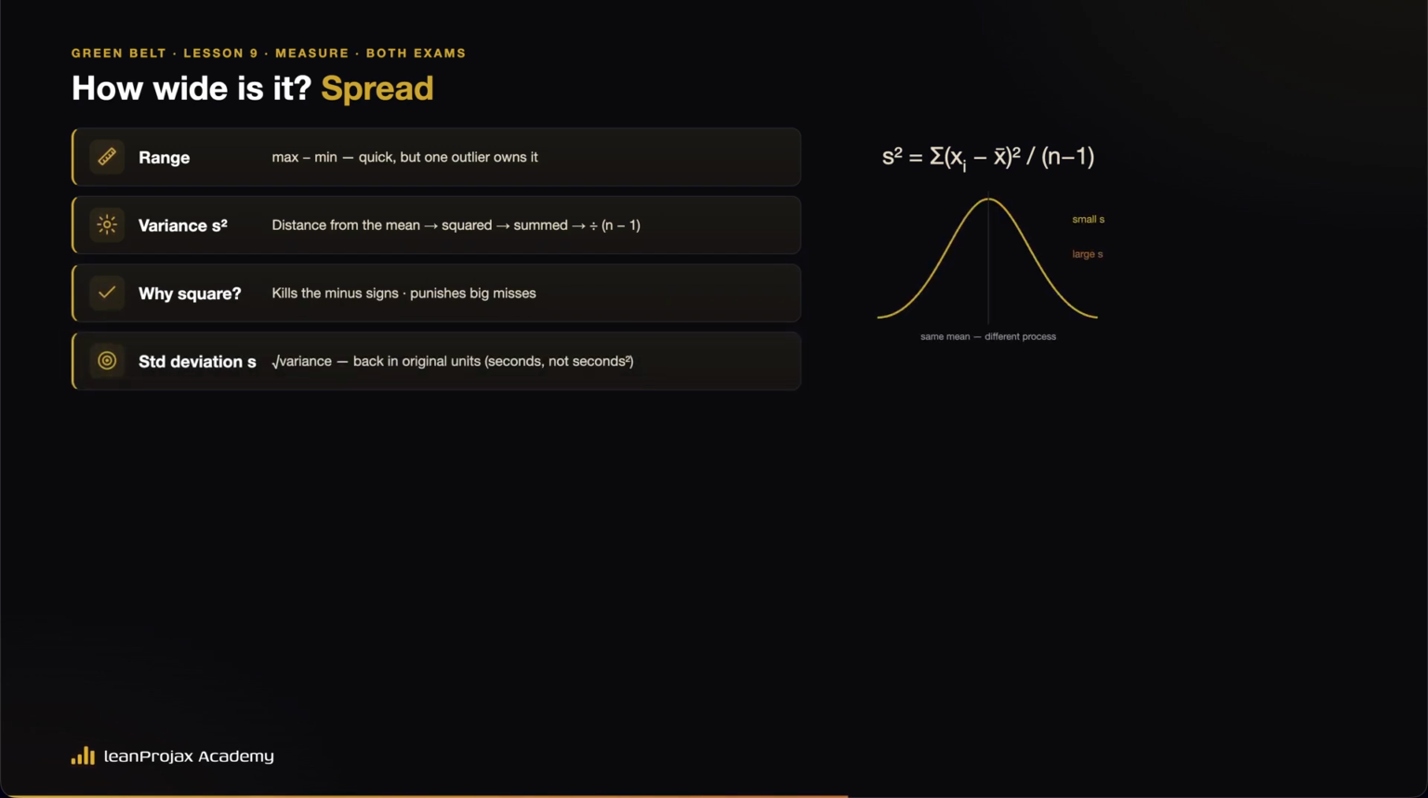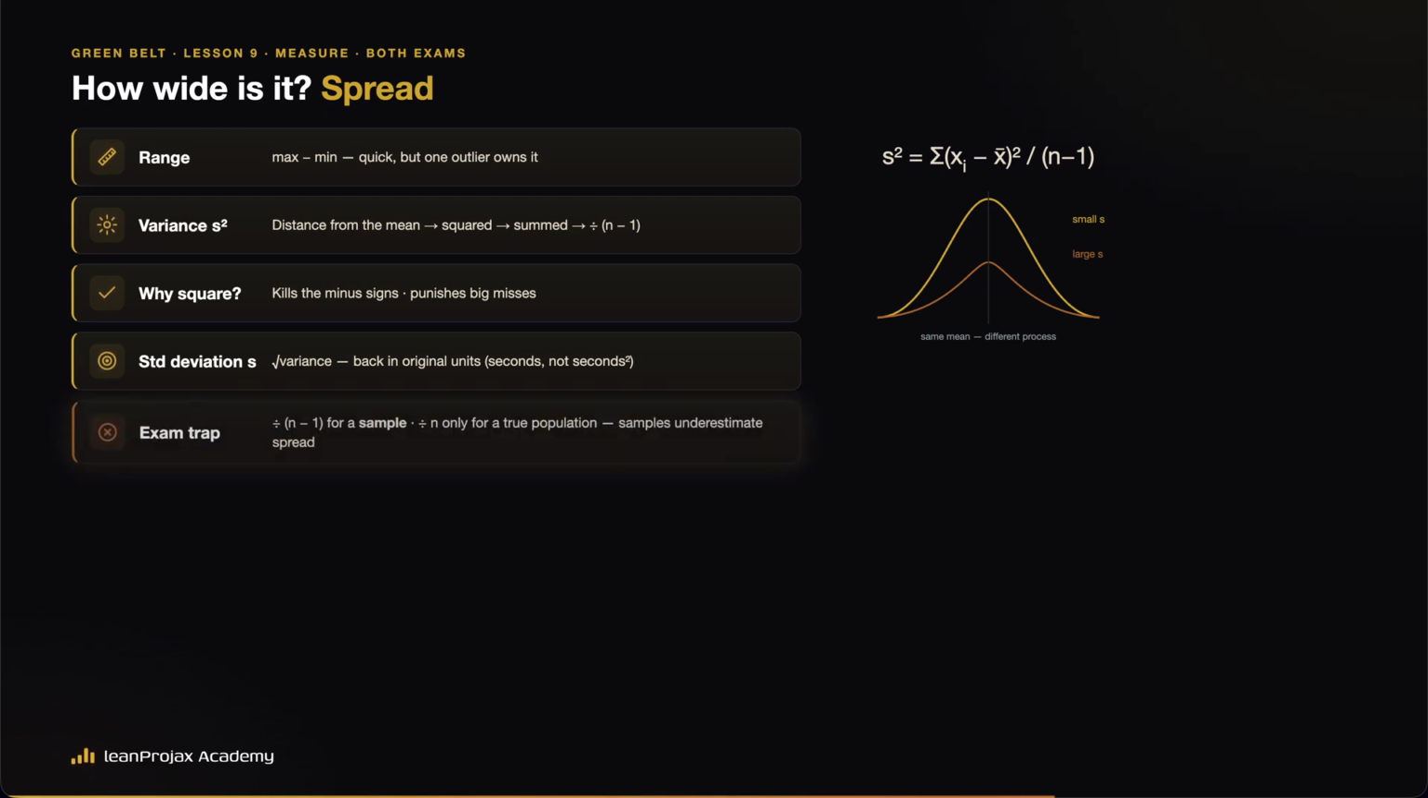Standard deviation is just the square root of variance, back in the original units, seconds not seconds squared. And the exam trap, divide by n-1 for a sample. Plain n only when you truly have the whole population. Samples underestimate spread, n-1 corrects for it.